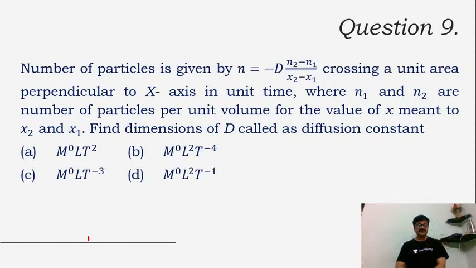Now let's progress with the ninth question. Number of particles is given by n equal to minus D into n2 minus n1 by x2 minus x1, crossing a unit area perpendicular to the x-axis in unit time, where n1 and n2 are the number of particles per unit volume for the values of x at x2 and x1. Find the dimensions of D, called the diffusion constant.